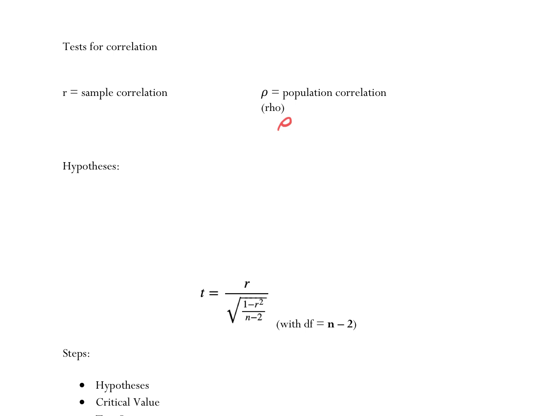So when we do hypotheses, the test we're going to do is going to be a t-test for correlation, and when we do that t-test for correlation, if our question is about correlation, our hypotheses will be about rho.